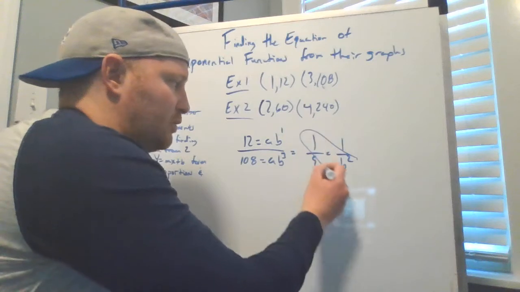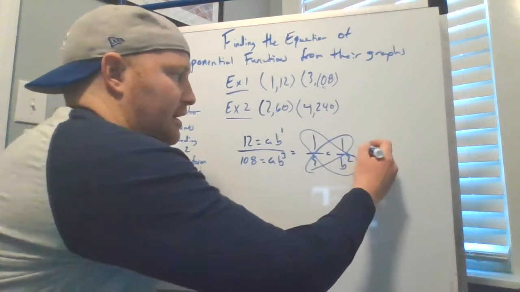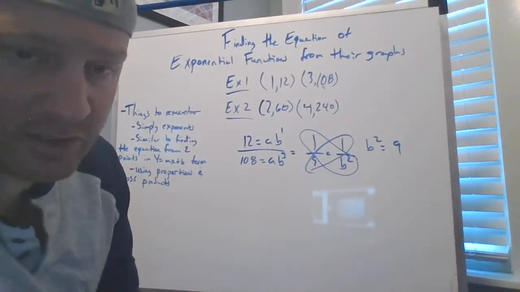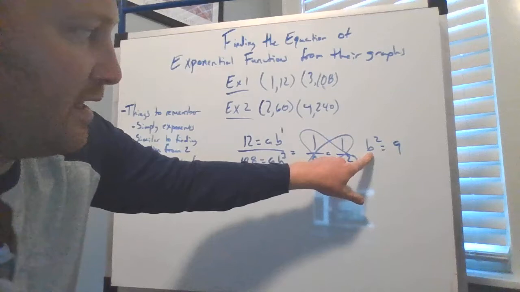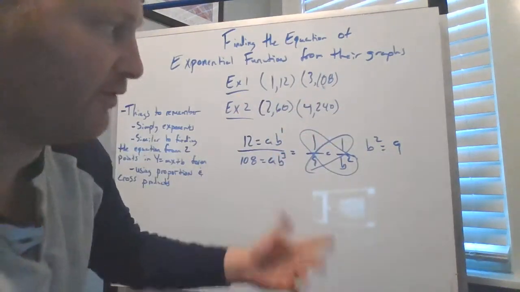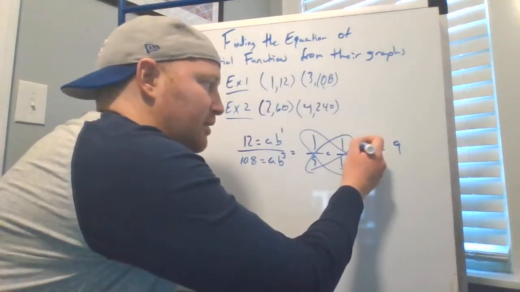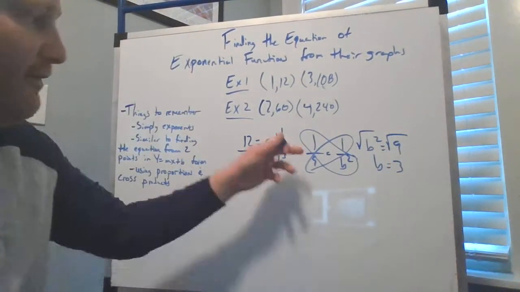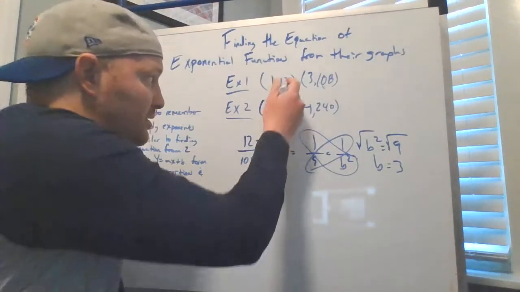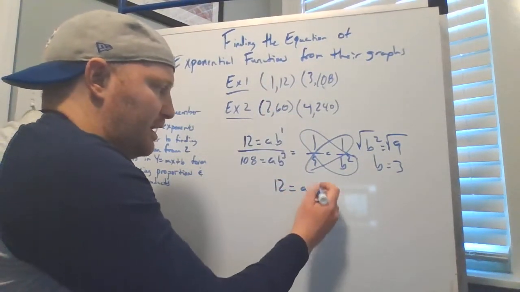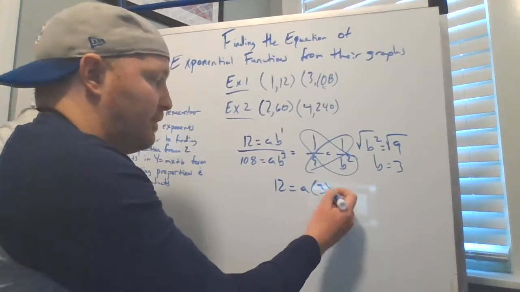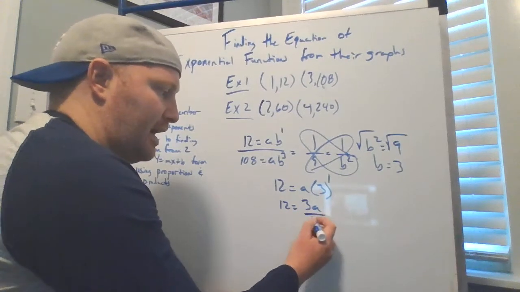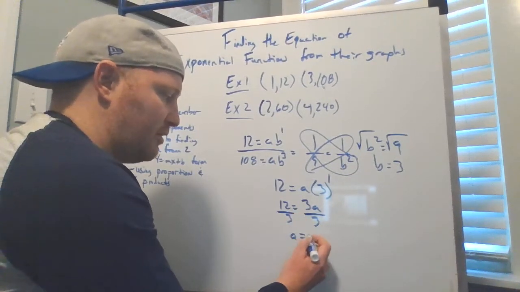Now, again, cross products, same exact process, all right? And I get b squared equals 9. Now, the last thing I got to do when I see a situation like this, well, I'm never solving for b squared. I'm solving for b. So take the inverse of squaring something, so square root it. So b equals 3. All right, now I got to find that a. So I'm going to use the same point, 12 equals a, b is 3 to the power of 1, right? So 12 equals 3a. I divide both sides by 3, and I get a equals 4.